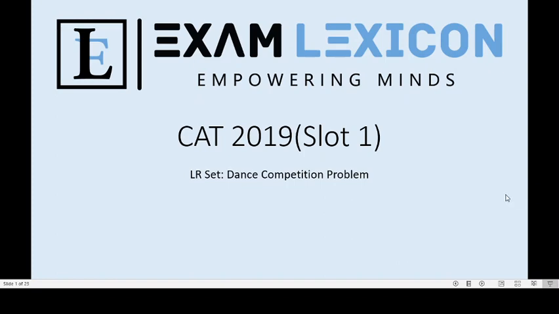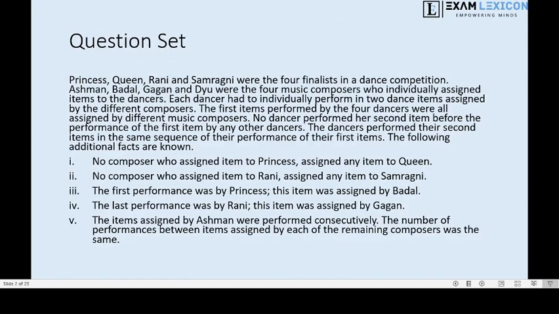So the question was, Princess, Queen, Rani, Samagrini were four finalists in a dance competition. Ashman, Badal, Gagan and Dio were four music composers who individually assigned items to the dancers. Each dancer had to individually perform in two dance items assigned by different composers. The first items performed by four dancers were all assigned by different music composers.